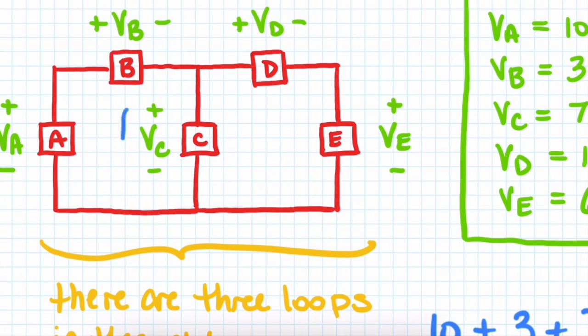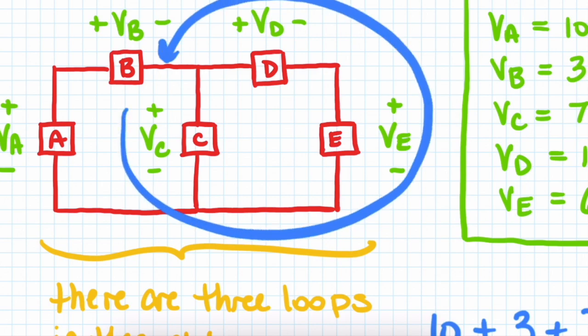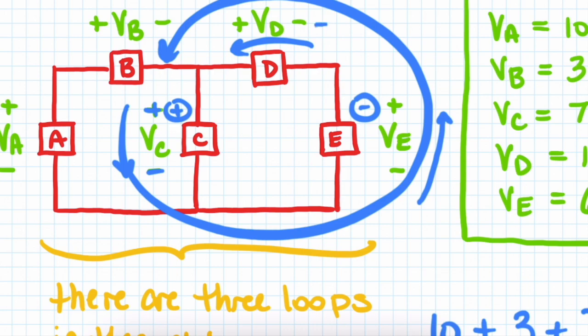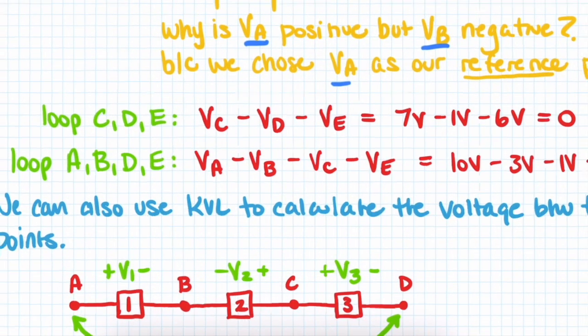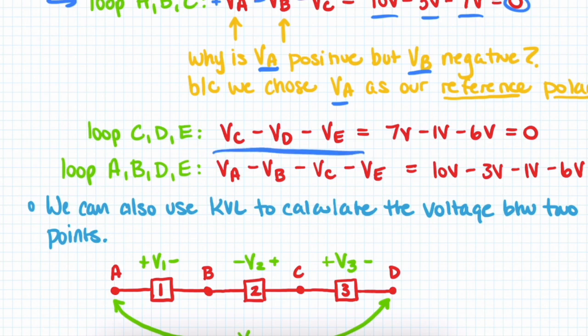And what I'm going to do is draw my current obeying the passive sign convention for VC. So we have to pick one polarity as the positive one or the referential one. I'm going to call VC the referential positive. So our current flows positive, then negative. Over here, it flows negative, then positive. Over here, it flows negative then positive. So again, if we want to apply KVL, it's VC minus VD minus VE. And that is what we see here. Again, we plug in our values and we end up with a 0.